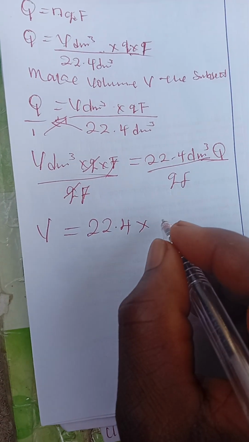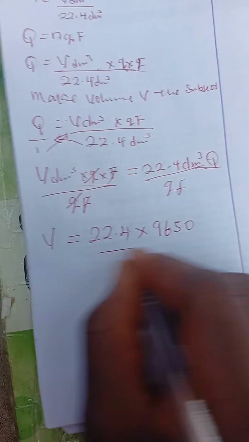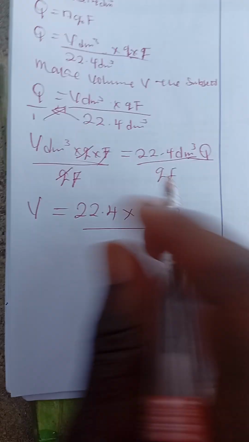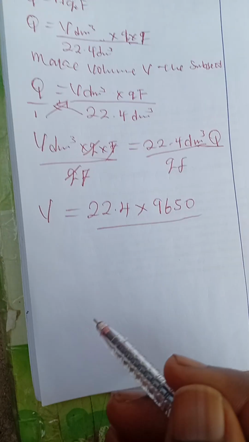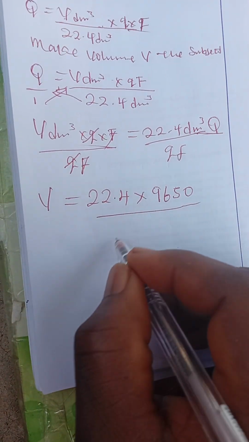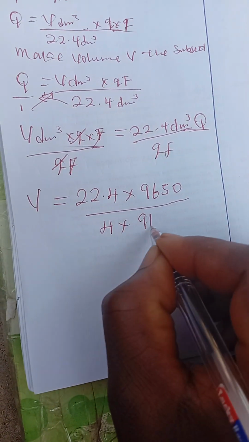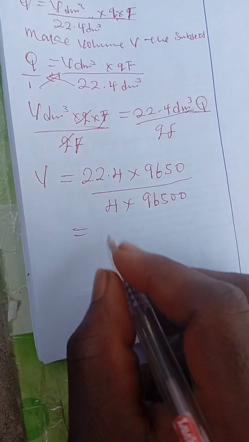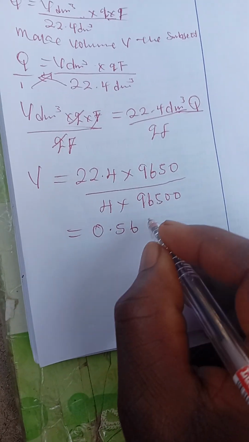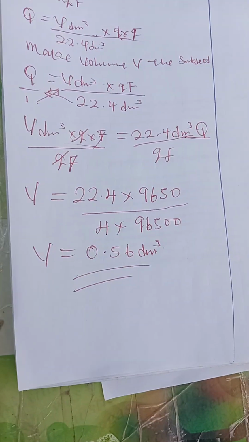Check our quantity here. Sorry, this is our quantity of electricity, 9650, all over our charge. Our charge, we said it is 4 times our Faraday's constant, 96500. If you multiply this properly, you're going to obtain 0.56, which is in dm cube, because our volume we are solving in dm cube.